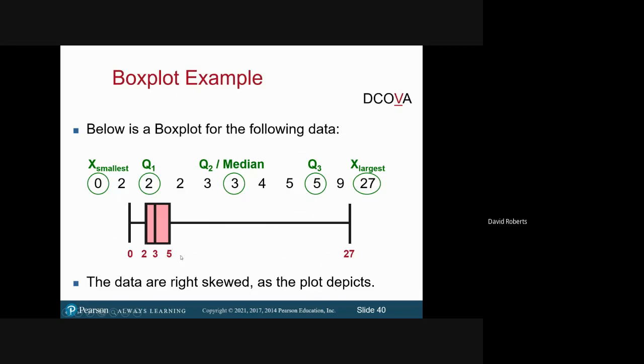So in this particular case, you can see just looking at it, your 5-number summary is 0, 2, 3, 5, 27. And you can see visually that this is right skewed. The area in the box from 3 to 5 is larger, of course, than from 2 to 3. So the data is right skewed.